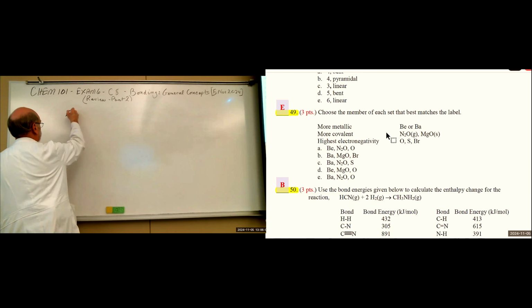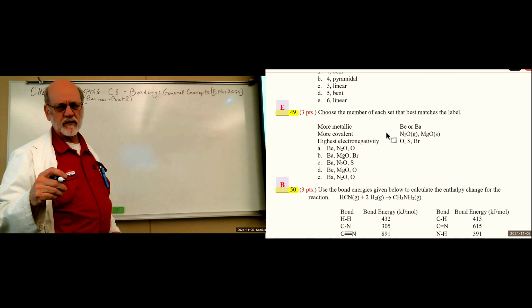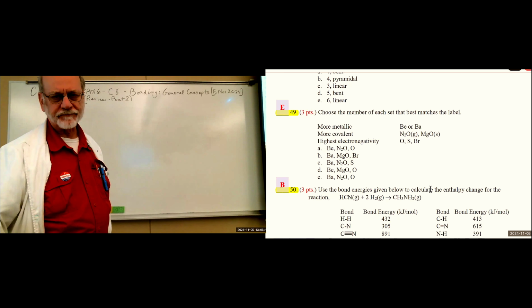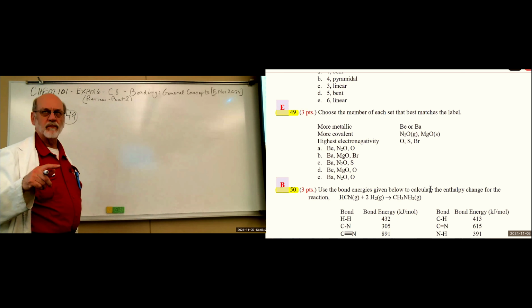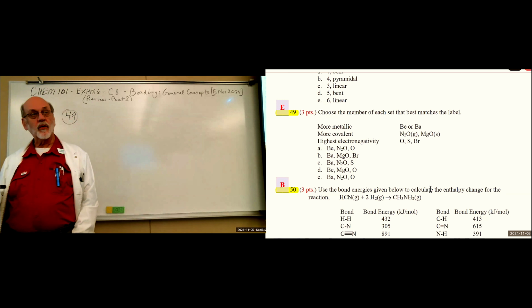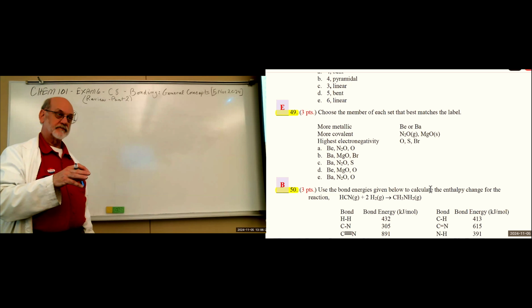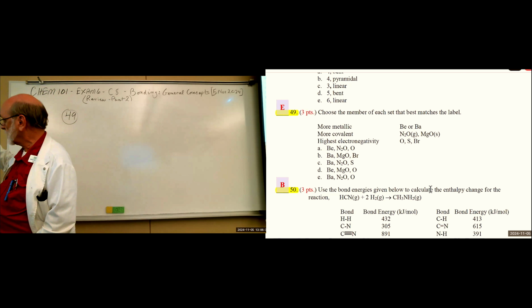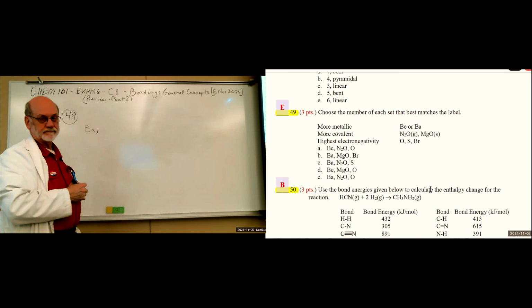49. Choose the member of each set that best matches the label. Which of these are more metallic? Beryllium or barium? The more metallic are the ones with the lower electronegativities because they're more likely to give up electrons. So barium is below beryllium. Barium should be the more metallic. Barium would fill in the first spot.